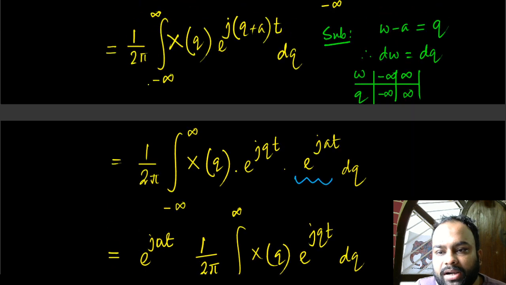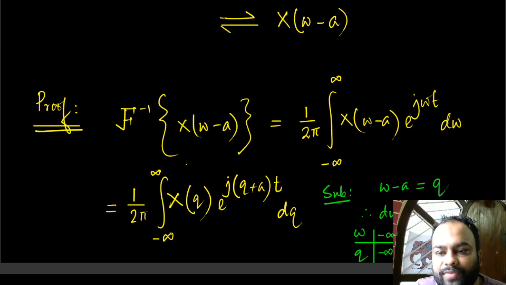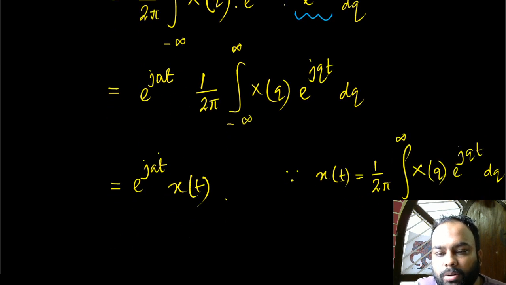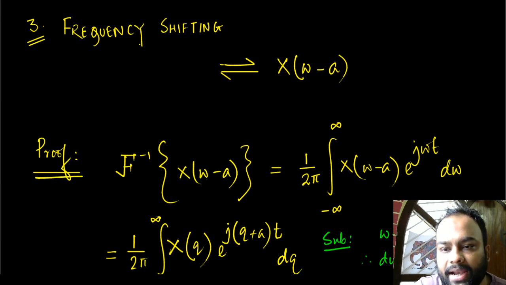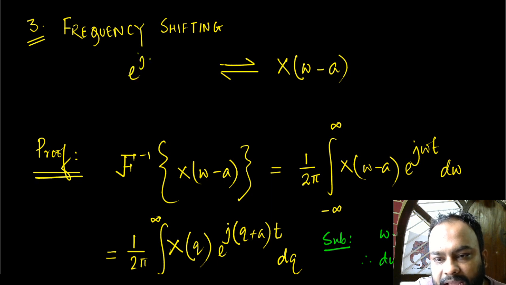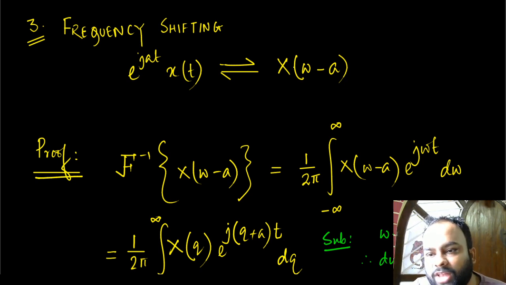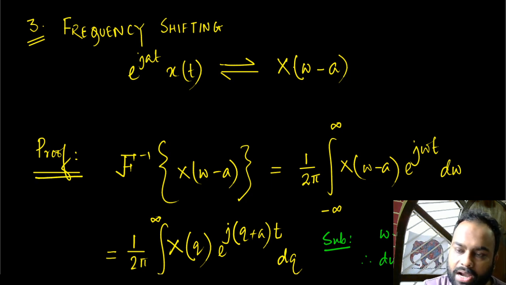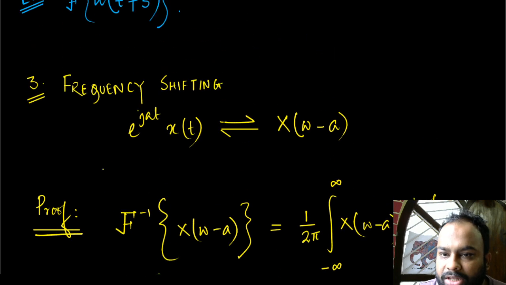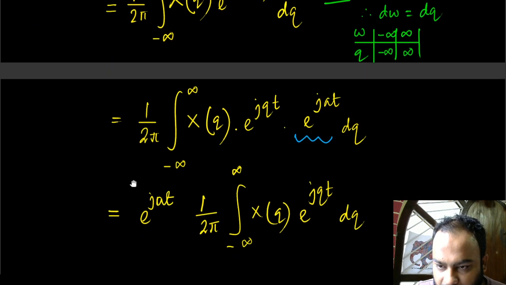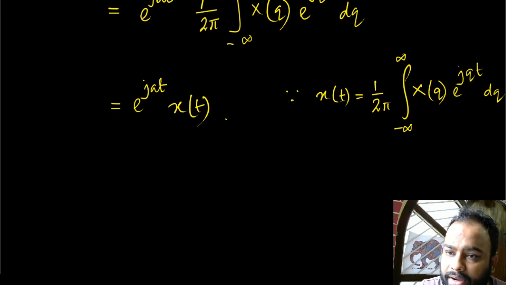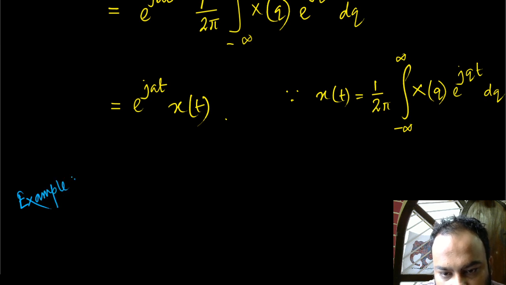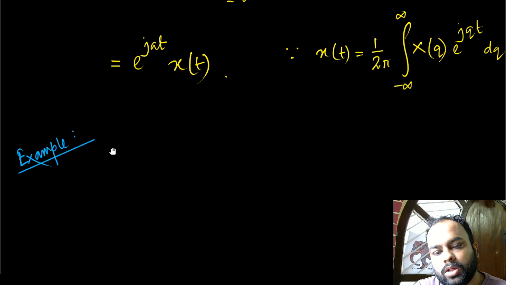So we have discovered that the inverse Fourier transform of X(omega minus a) is e to the power jat x(t). So I can say that e to the power jat x(t) has a Fourier transform of this. So what kind of example can we think about? That's called a frequency shifting property. For example, now let me ask you this. Let's do an example.